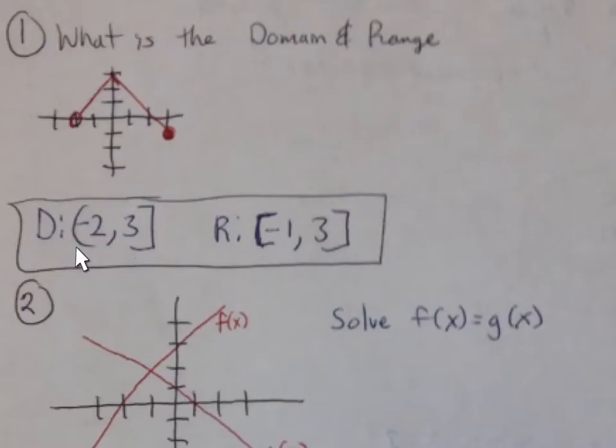And why is there an open, a regular parenthesis, here but a bracket here? Because of the open circle and the closed circle. Now range is going up the graph. So as you go up the graph, as you can tell, the lowest value right there is at -1, and the highest point of the graph is at 3. So you're going from -1 to 3. They're both brackets because that point right there is closed, and that point right there is closed.